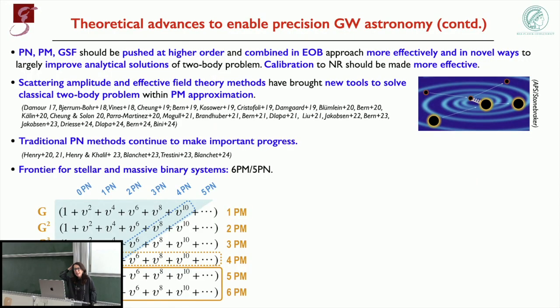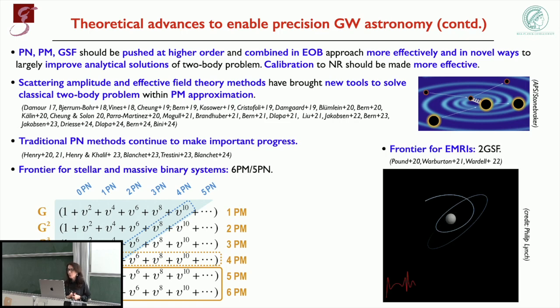So the frontier is to achieve 5 post-Newtonian. In this table, if you go in this direction, you add powers in G, post-Minkowskian. If you go diagonal, because the expansion in v is intertwined with the expansion in G, you have post-Newtonian. So the frontier is 5PM and also 6PM. We are not yet even at 4PM completed, but this is what we would like to have.